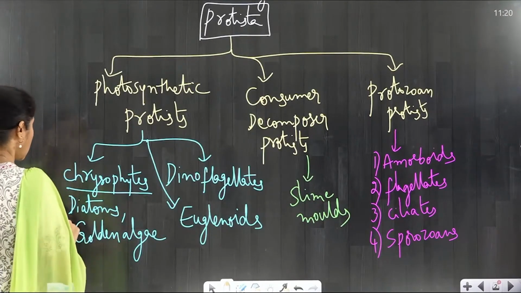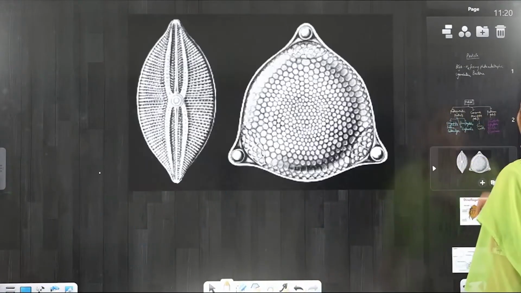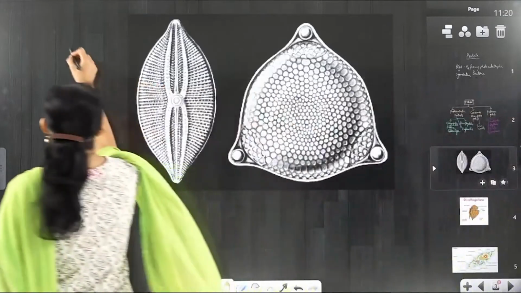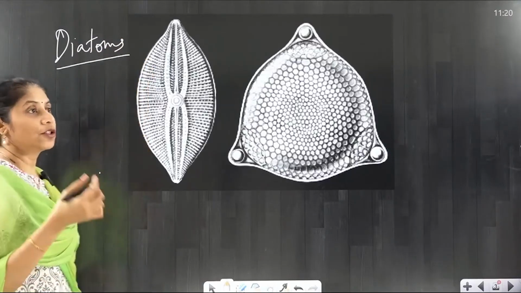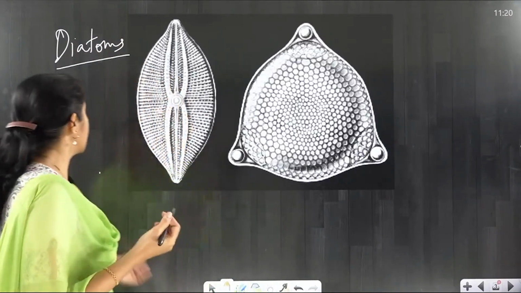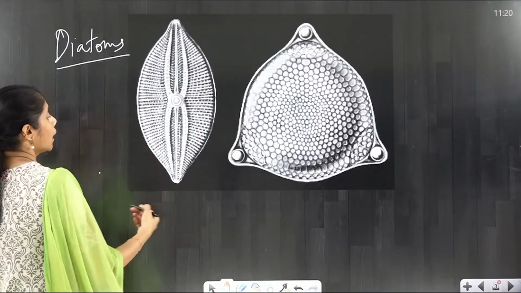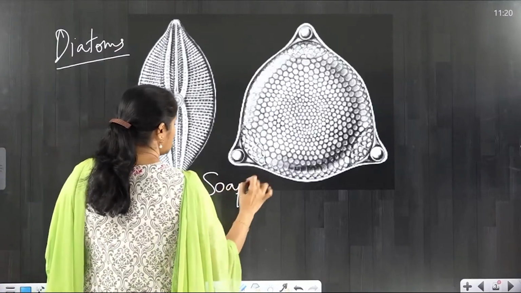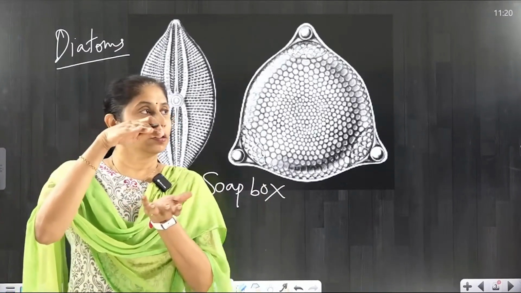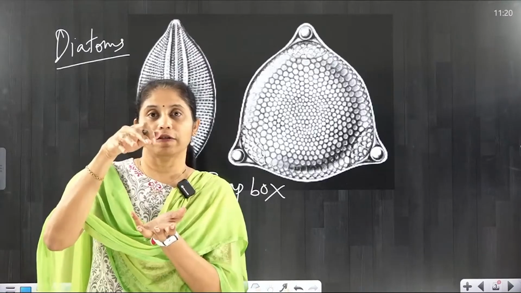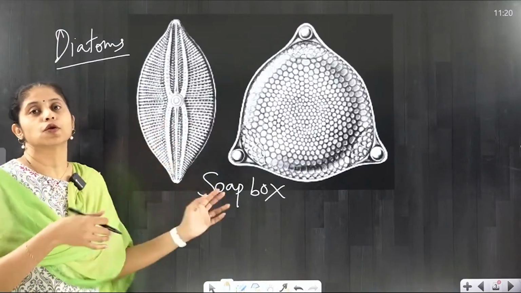The first ones. Under that, you are going to learn the diatoms. These are the diatoms. The first group of organisms, chrysophytes. The best example, diatoms. Under that, I have taken the picture of a diatom like this. They'll be looking like a soap box. Upper plate and lower plate will be there, or upper shelf and lower shelf. Two halves will be there.